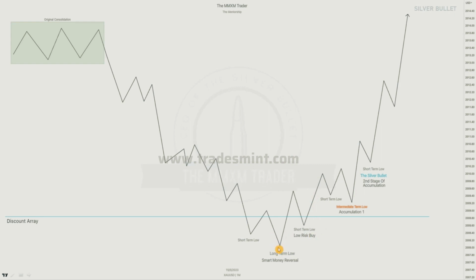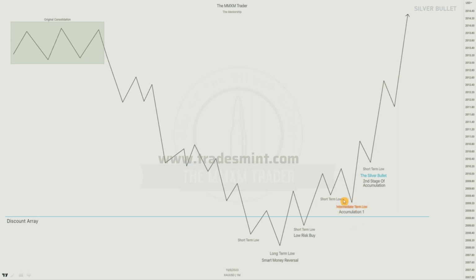So looking at all the lows and highs being formed around this area, we can see this is a long-term low. Now why is this a long-term low? It's the extreme low in this whole range, and it has a short-term low to the left of it and a short-term low to the right of it. So this is a short-term low. Now once we start to break up further, there will be more short-term lows being formed in that whole range moving up, and we are waiting for that short-term low after the low risk buy to get raided, and then we form that intermediate term low.